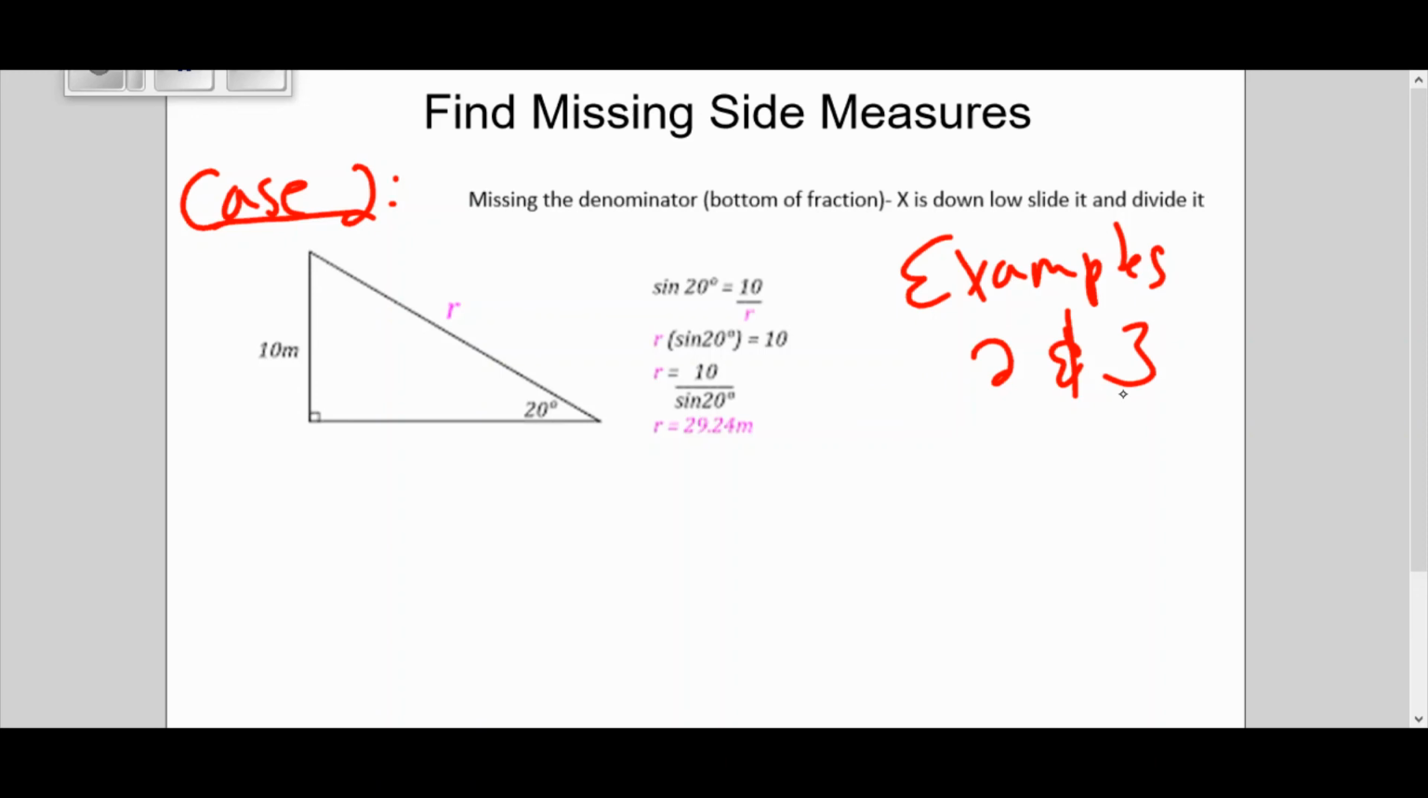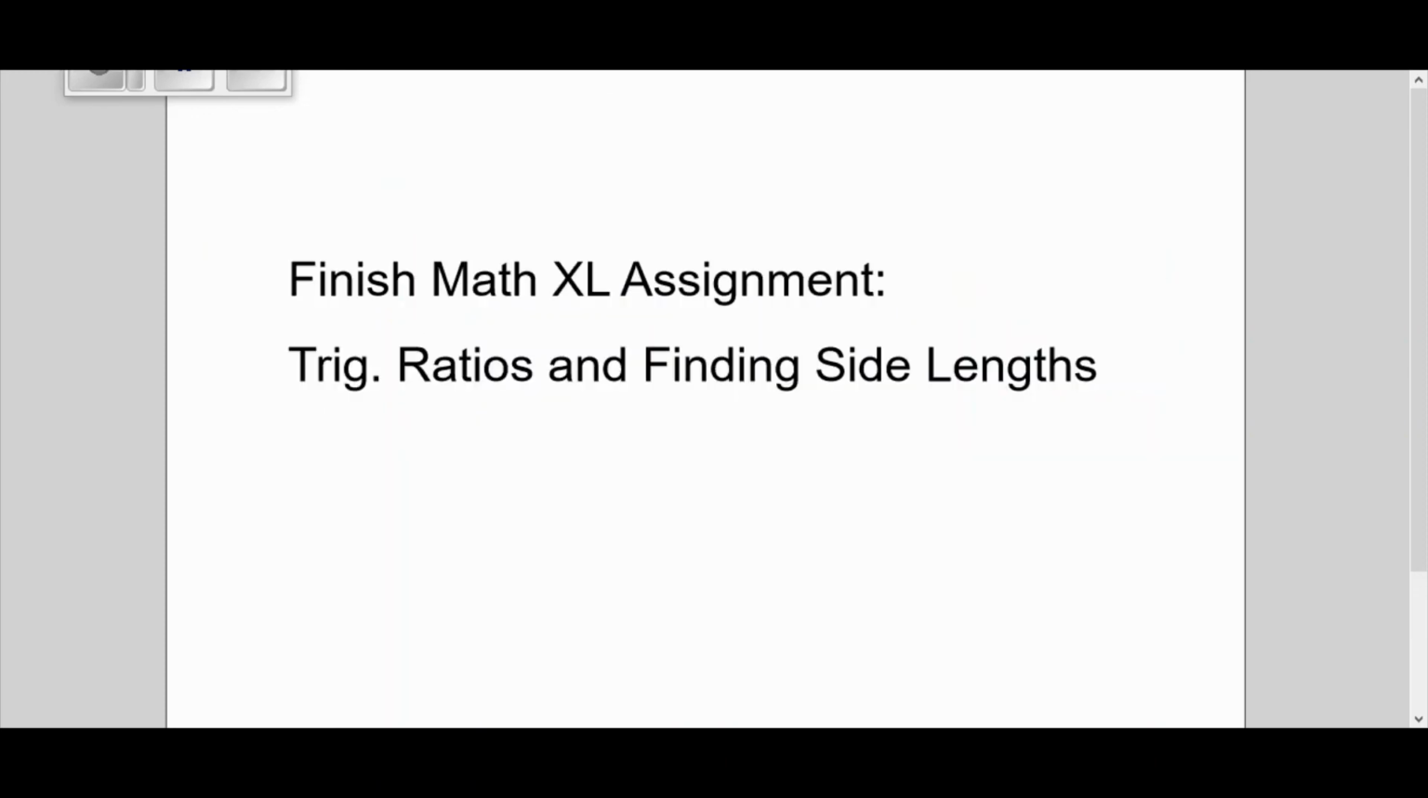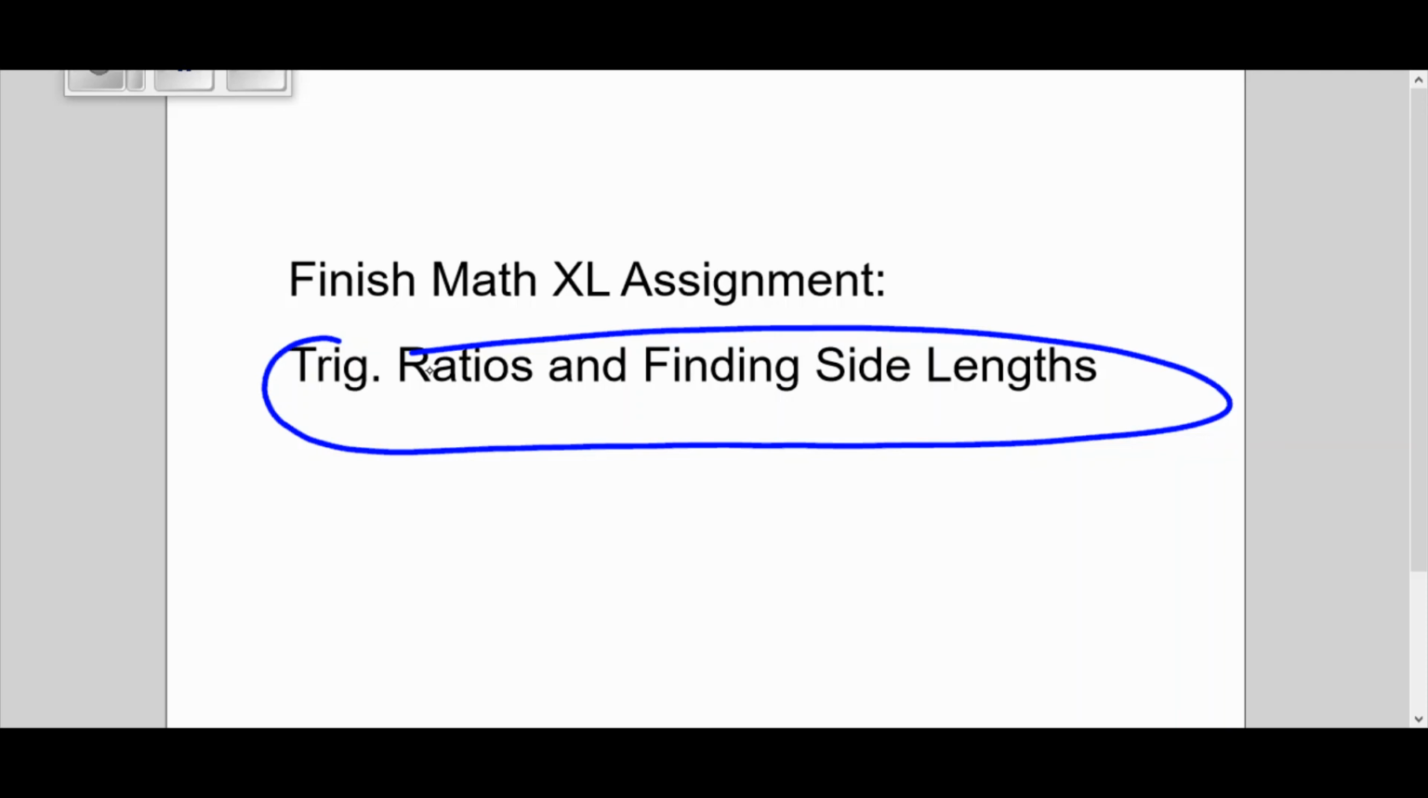So if you come across something like case 2, like we had in examples 2 and 3, remember I said, think of it as a proportion. They didn't show it here, but your proportion would be this divided by 1, and then you'd cross multiply. So think of it as a proportion, and then you can go about solving it that way. So you should be able to finish that Math Excel assignment that you started the other day, trig ratios and finding side lengths.